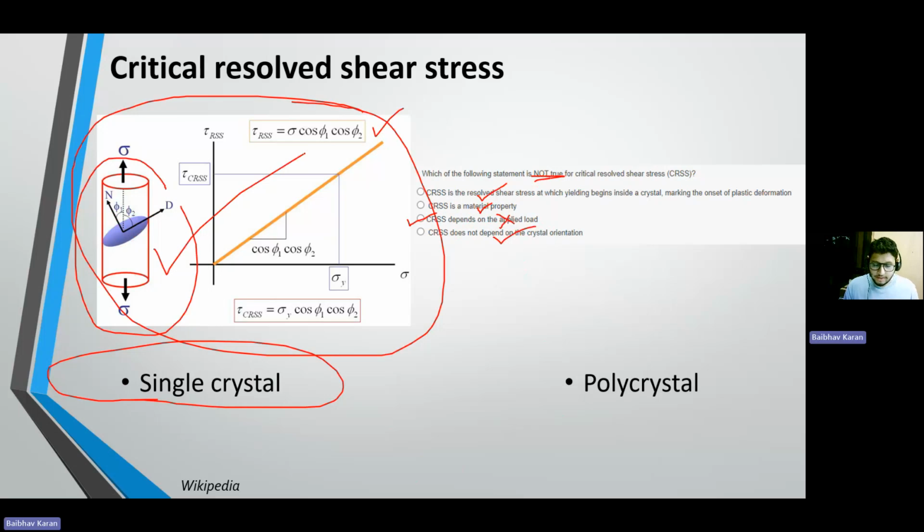But in real life situations, we never deal with single crystals. It's very difficult to produce a single crystal material. Nowadays, though, due to the advancement in various engineering techniques, we are able to produce single crystal materials. But generally speaking, all the materials present are polycrystalline materials. That means there will be a large number of crystals in case of a polycrystalline material.